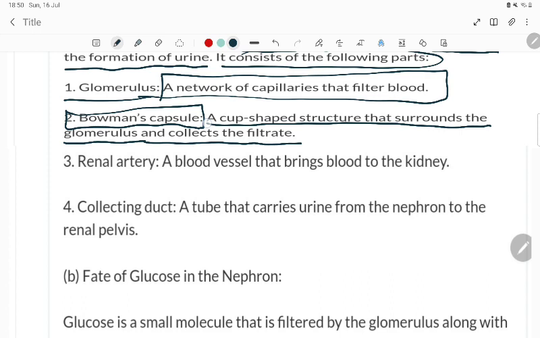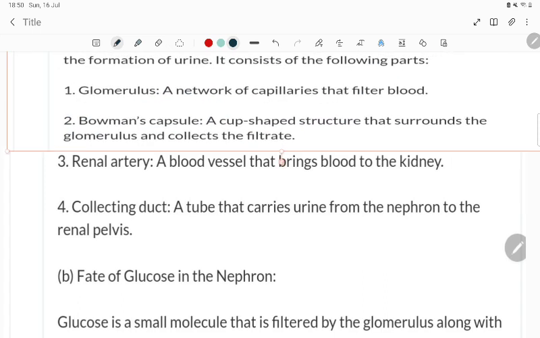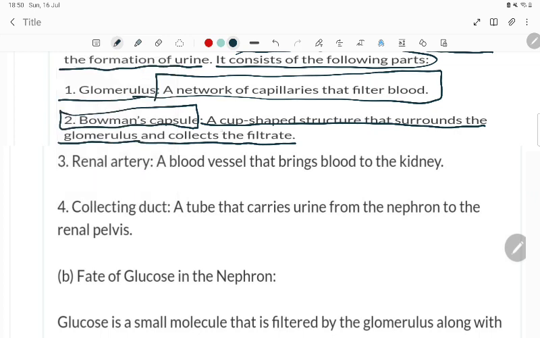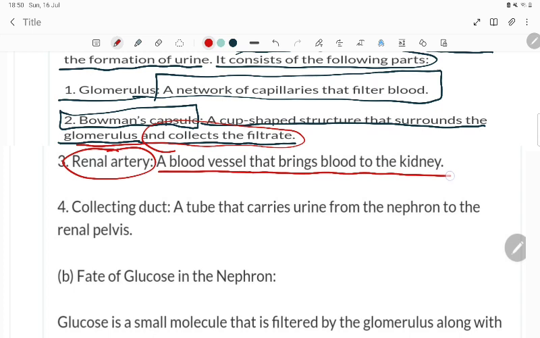It is the surrounding Bowman capsule. What is it? A cup-shaped structure. If you are talking about the function, it is surrounding the glomerulus and collecting the filtrate. So this is the Bowman capsule. Renal artery is there. Third part, a blood vessel that brings the blood to the kidney, that is called the renal artery.